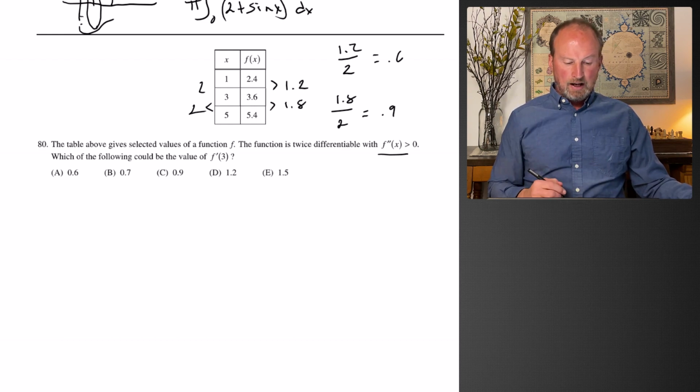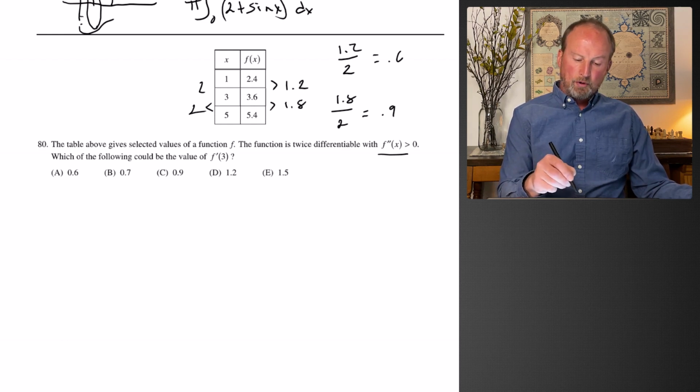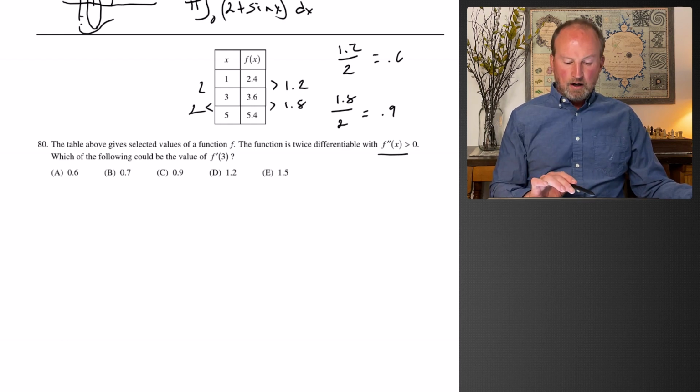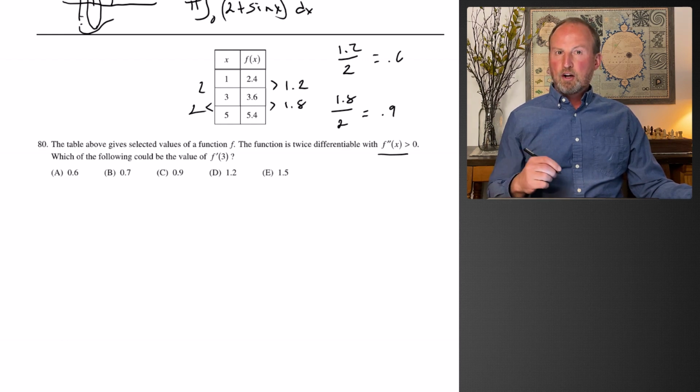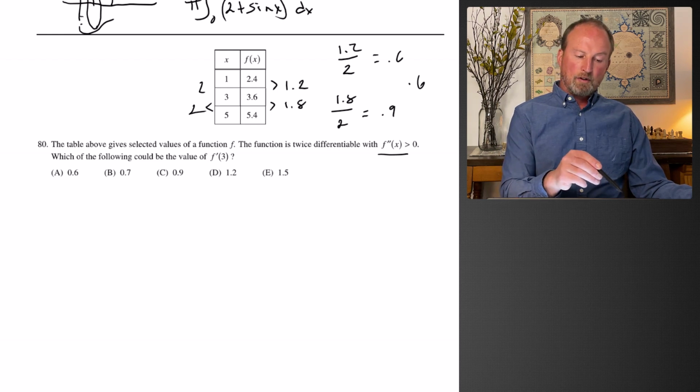So if I look at option A, could my first derivative be 0.6 at x equals 3? In between the 0.6 and 0.9, the two average rates of change I just found, is where my 3 lies. So if my first derivative was 0.6, my second derivative would not be greater than 0. It would be equal to 0 because it's the same as the starting point. That wouldn't work. Letter A, out.